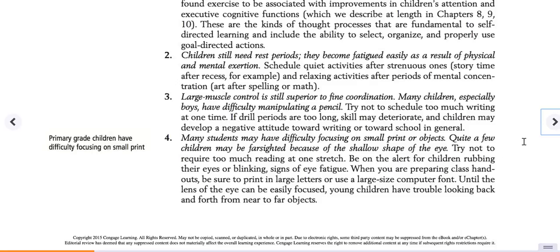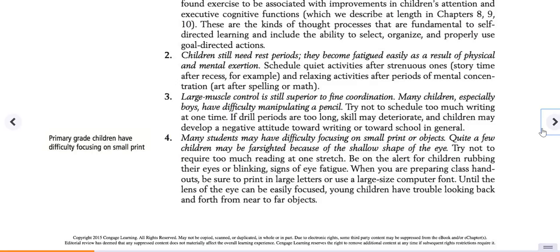Quite a few children may be farsighted because of the shallow shape of the eye. Try not to require too much reading at one stretch. Be on the alert for children rubbing their eyes or blinking, signs of eye fatigue. When you are preparing class handouts, be sure to print in large letters or use a large-size computer font.